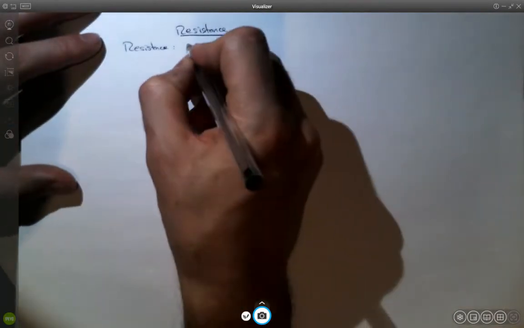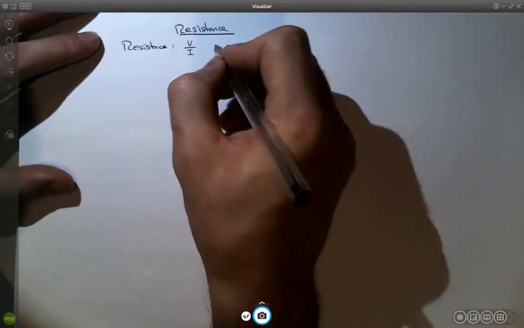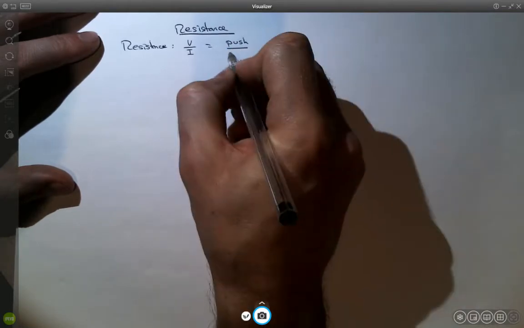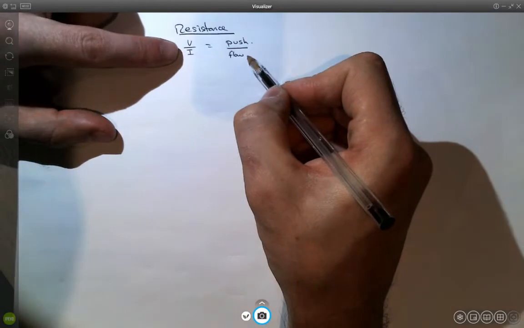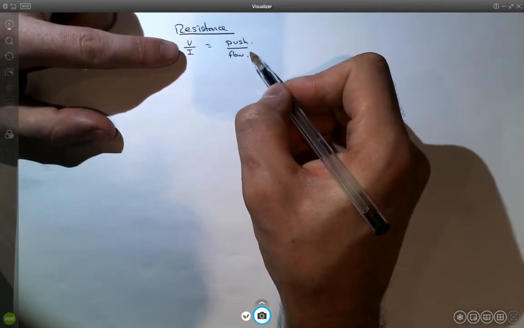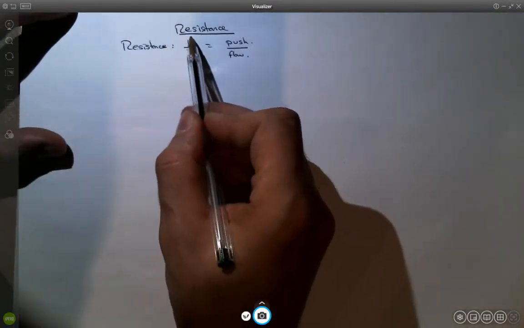How do we define it formally? It is formally defined as the ratio of potential difference to current. And this can be thought of informally as push over flow. So it's the amount of force we need to make the electrons move, or the amount of energy we need to make the electrons move. It's probably better to talk in terms of energy because potential difference is the energy per unit charge.